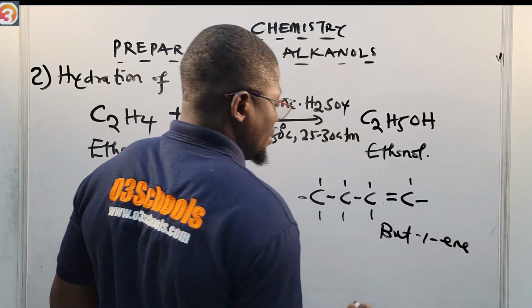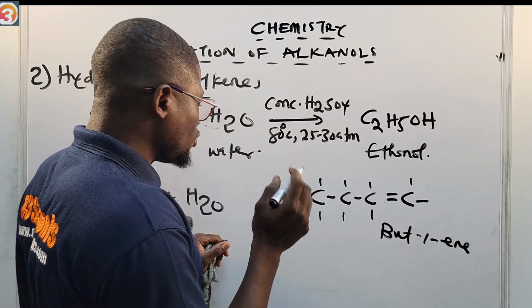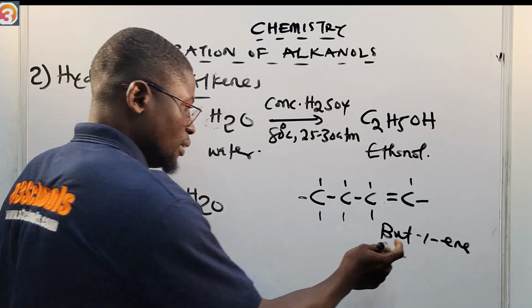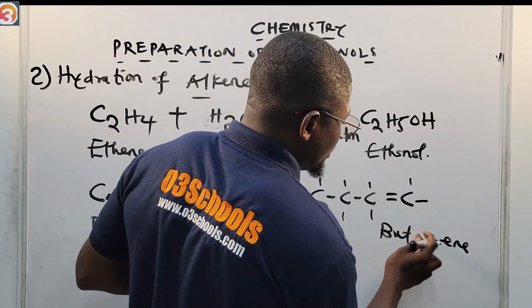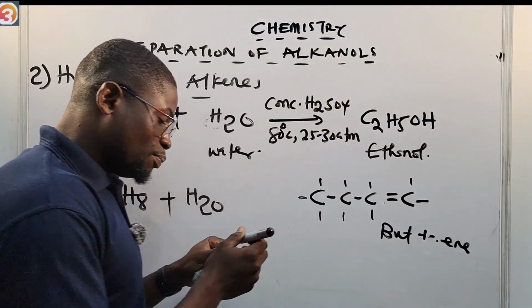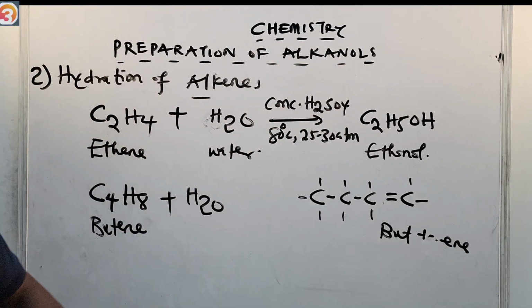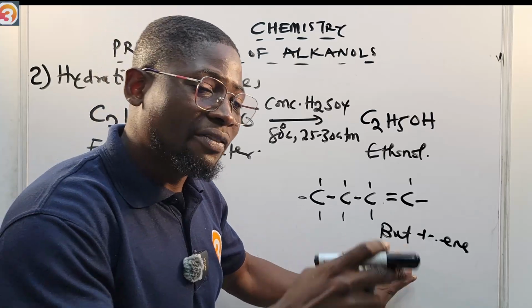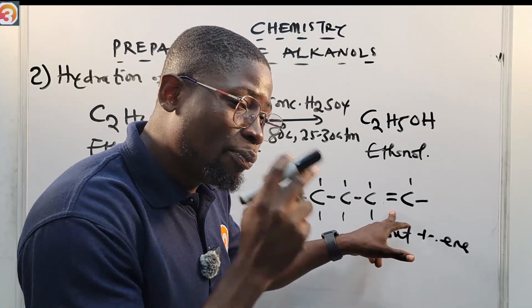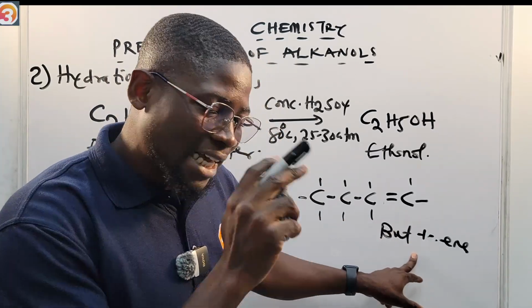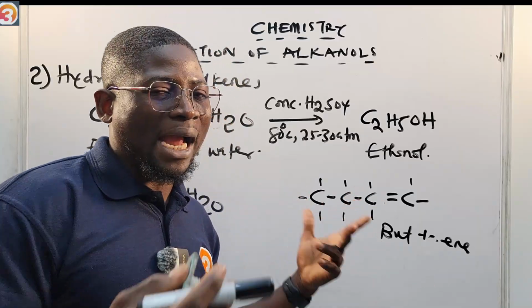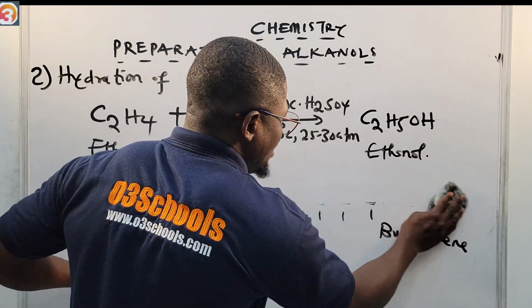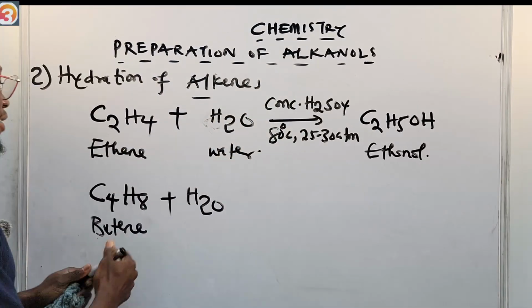You can call it but-1-ene. But if you see butene, it means that of course the double bond is on the first carbon. That's why we do not put the 1. Both but-1-ene and butene are telling you that the double bond is on the first carbon. That's why sometimes we do not put the 1.